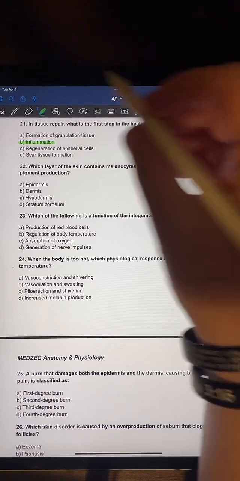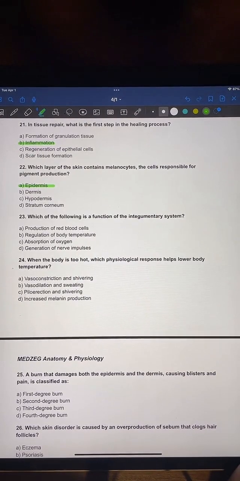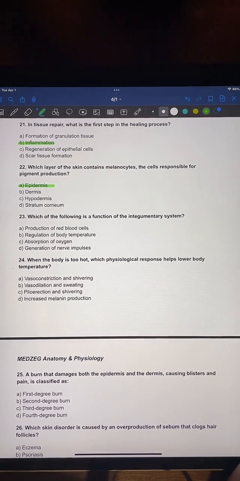Number 22, the answer is A. It is the epidermis. Melanocytes are cells that produce melanin, our skin pigment, our skin color. They're found in our epidermis, mainly in the stratum basale layer. This is what gives us our skin color.